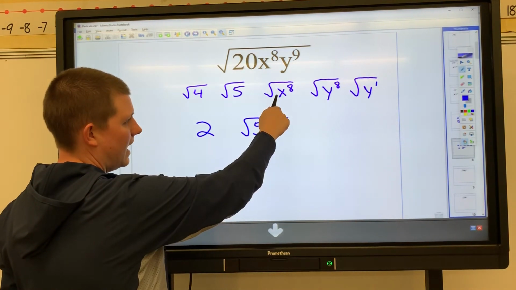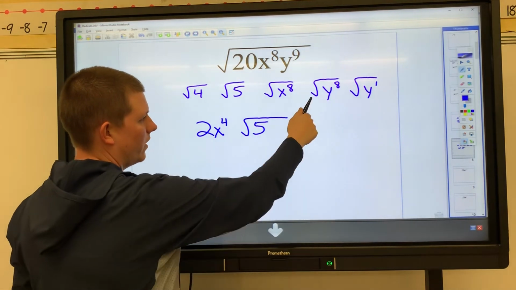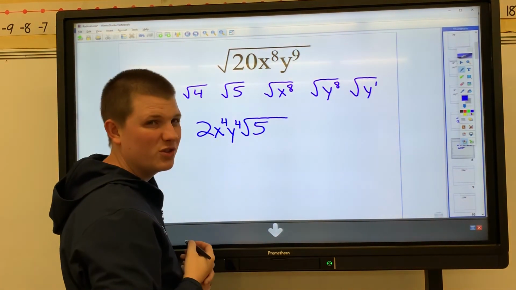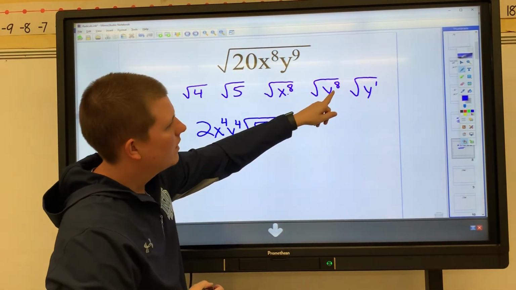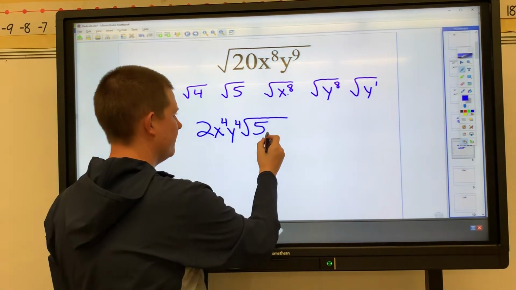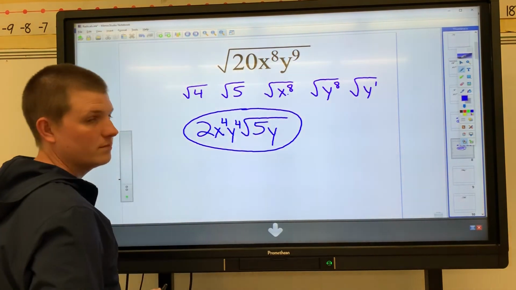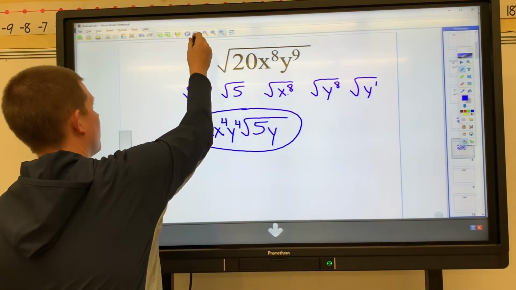Square root of x to the 8th becomes x to the 4th. Square root of y to the 8th becomes y to the 4th. Remember, you just divide those by 2. 8 divided by 2 is 4. 8 divided by 2 is 4. Square root of y to the 1st, I cannot answer it. It has to stay inside.